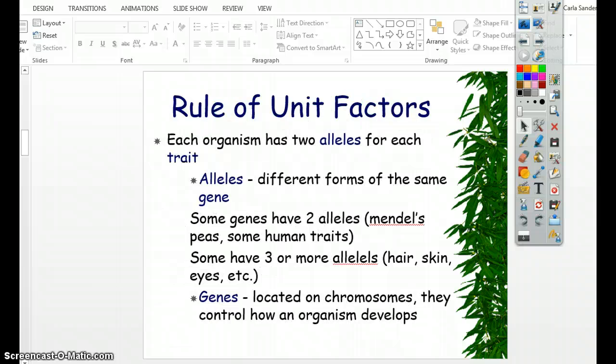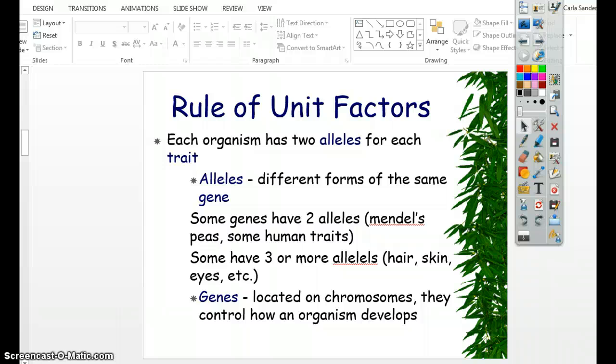Rule of unit factors: each organism has at least two alleles for each trait. You have to have at least two because you got one from mom and you got one from dad. And maybe you got the same allele. That's fine. But you got at least two. You got one from mom and one from dad. An allele is the different form of the same gene.